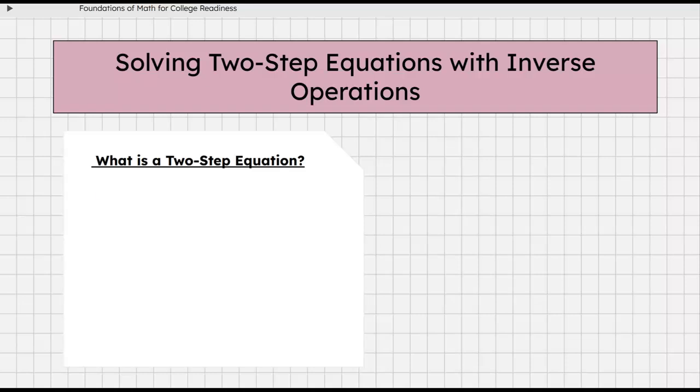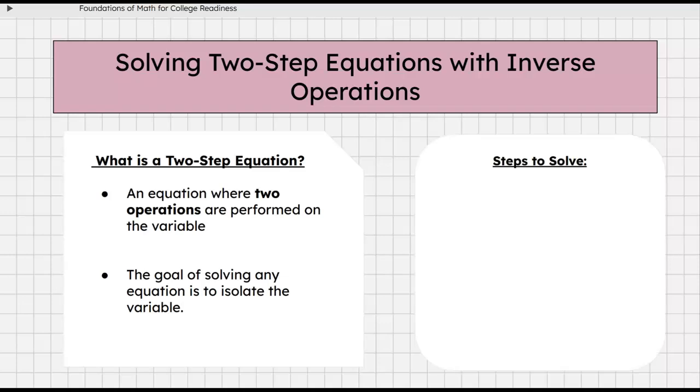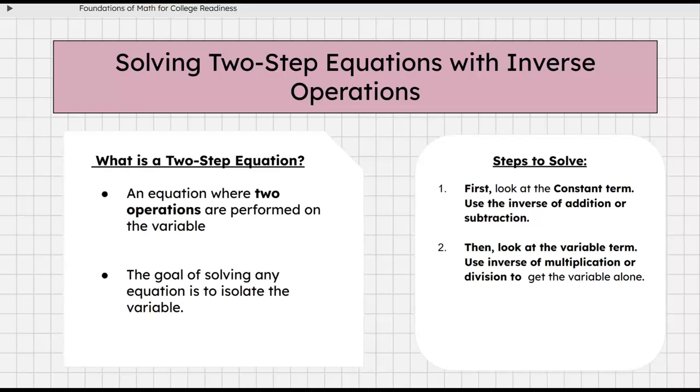What is a two-step equation? Well, a two-step equation is an equation where two operations are performed on the variable. The goal of solving any equation is to isolate the variable. The steps to solve are to first look at the constant term. Use the inverse of addition or subtraction. Then look at the variable term. Use the inverse of multiplication or division to get the variable alone. Remember to keep both sides balanced, so what you do to one side, you need to do to the other.